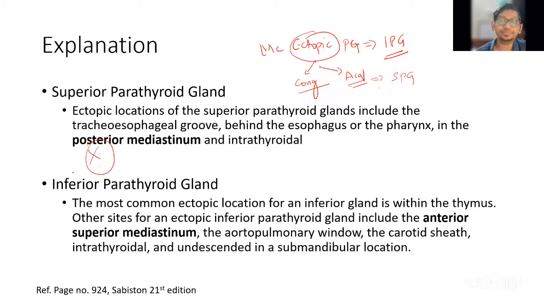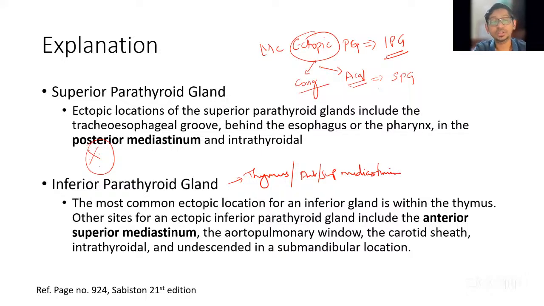Inferior parathyroid gland is closely associated with the thymus. Basically, the ventral part becomes the thymus and the dorsal part becomes the inferior parathyroid gland. Because of that reason, it travels along with the thymus. Now, as we all know, the thymus crosses from the neck into the mediastinum, in the anterior and the superior mediastinum. So the most common location for an ectopic inferior parathyroid gland is usually in the thymus or in the anterior or superior mediastinum. This is a very important concept that you need to understand. All right, so the most common location is within the thymus.